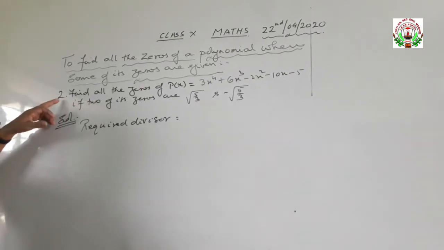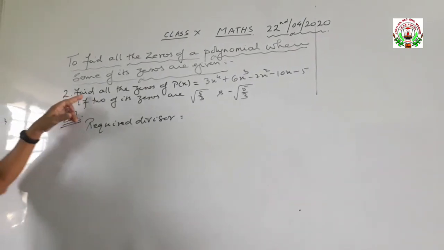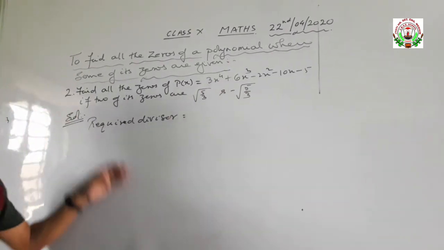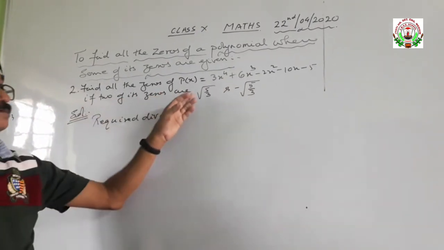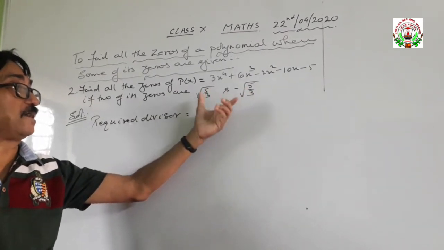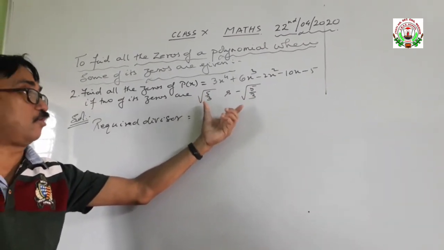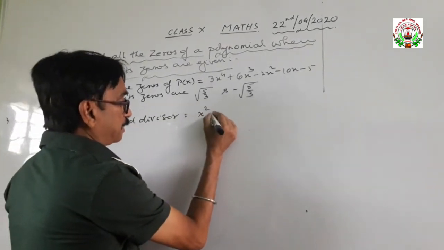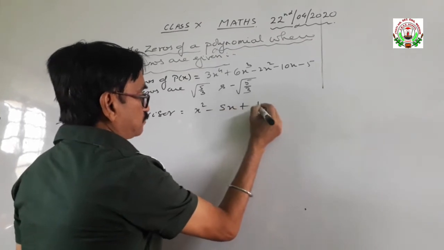Now let us see the second question of the same variety. Find all the zeros of the given biquadratic polynomial if two of its zeros are root 5 by 3 and minus root 5 by 3. Now it is a radical as well as fractional form. So the required divisor, the same formula will be applicable: x square minus sx plus p.